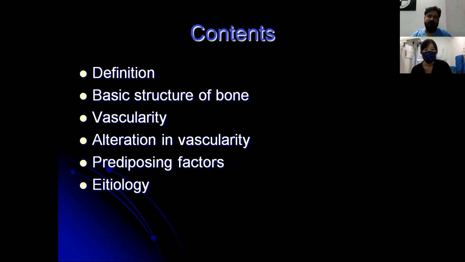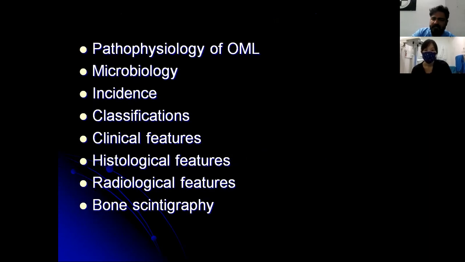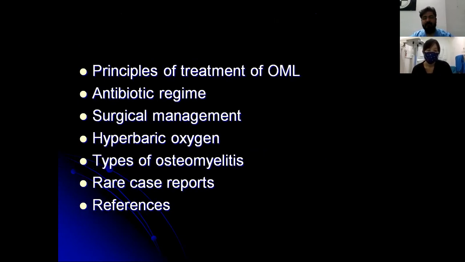So we'll cover this topic under definition, basic structure of bone, vascularity, alteration in vascularity, predisposing factors, etiology, pathophysiology, microbiology, incidence, then classifications, clinical features, histological features, radiological features, and bone scintigraphy. Then the principles of treatment of osteomyelitis, antibiotic regime, surgical management, role of hyperbaric oxygen, types of osteomyelitis, and rare case reports.